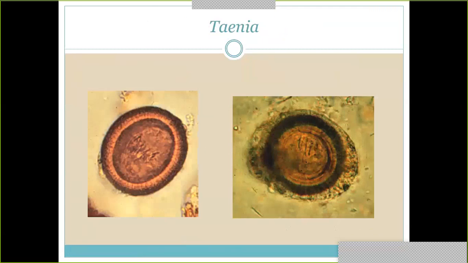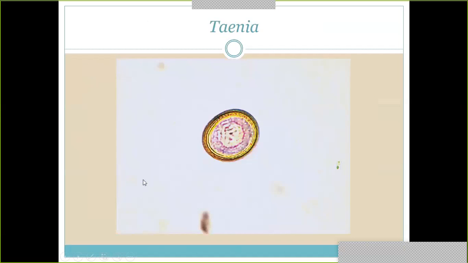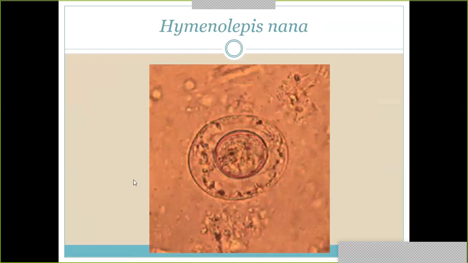So I want to go back to the drawings. So you can see that here. On Hymenolepis nana, you're going to have two polar knobs and usually four polar filaments that extend off of those knobs into that space. Whereas in diminuta, there is nothing. It's perfectly clear. So that's the way that you tell apart the Hymenolepises.